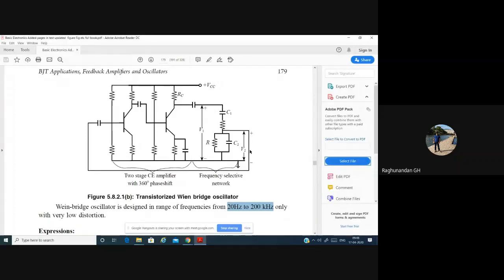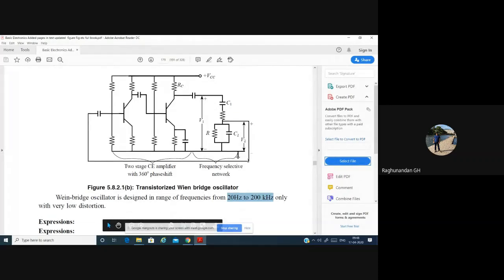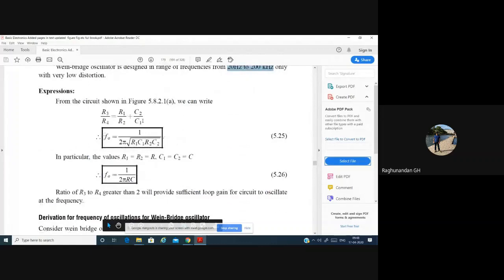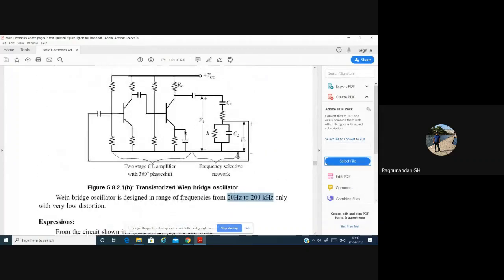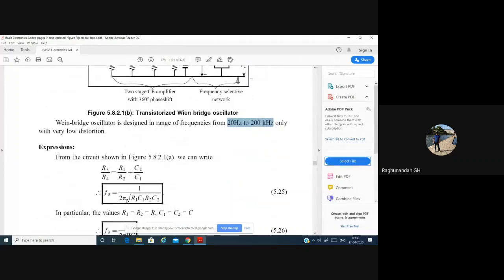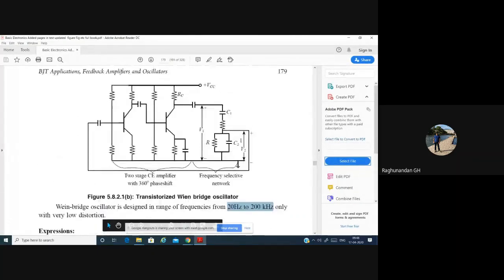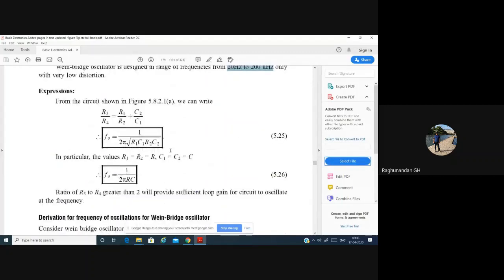But here, as I told, our study in this chapter is mainly based upon the transistorized Wien bridge oscillator, so obviously we have to concentrate on this circuit. For this circuit, the formula is 1 divided by 2 pi root of R1 C1 R2 C2. What is this R1 C1? It is this R1 C1 R2 C2, so we have to consider this one. Suppose R1 and R2 are the same and C1 and C2 are the same, then our equation will be 1 divided by 2 pi RC.